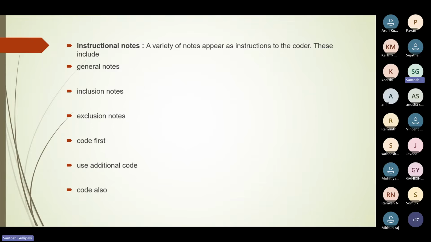Okay, so I will tell you about the general note. What is meant by a general note? What is the use of a general note in medical coding? I will show you.